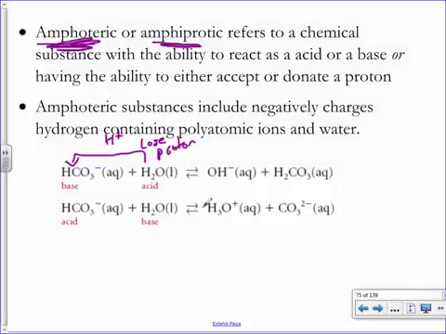But water also has the ability to gain a proton. Here, I can write an equation where the proton goes the other direction, and this guy right here gives up his proton to become the CO3 minus, and water becomes H3O plus.